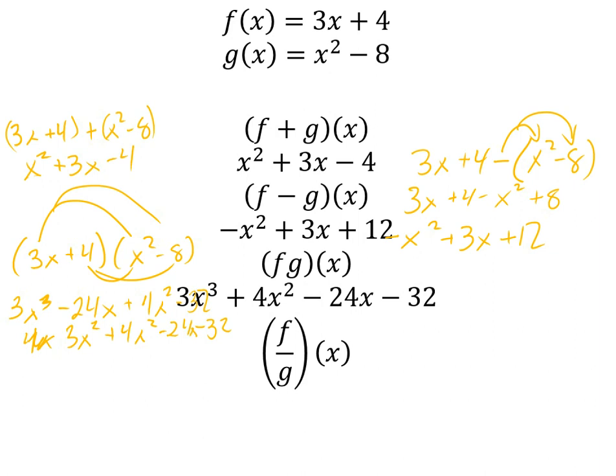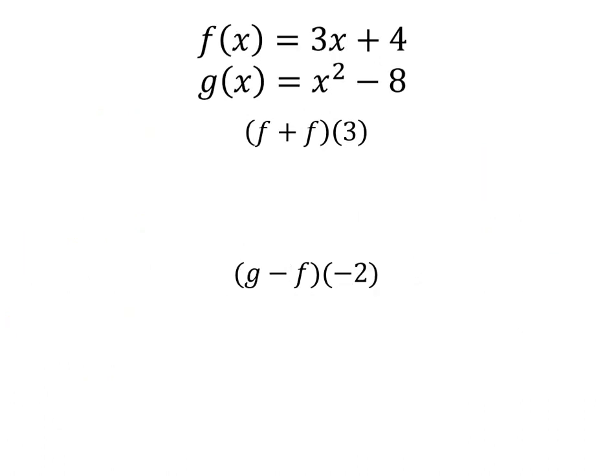And the last one, the division, you would just go 3x plus 4 all over x squared minus 8. And you can't simplify it anymore, so you could leave it just as is. Sometimes you will be able to simplify it, but a lot of times you won't be able to.